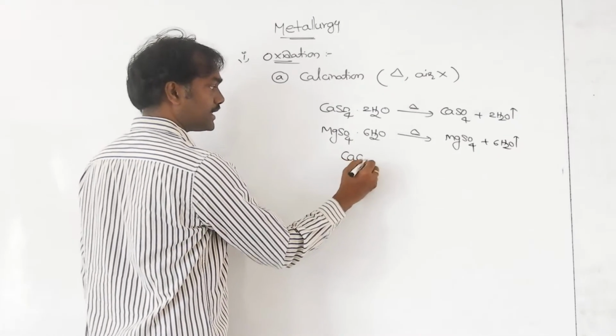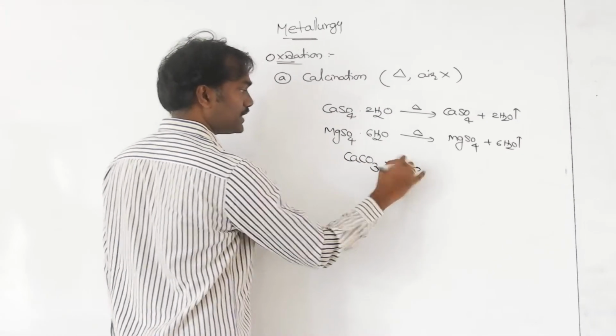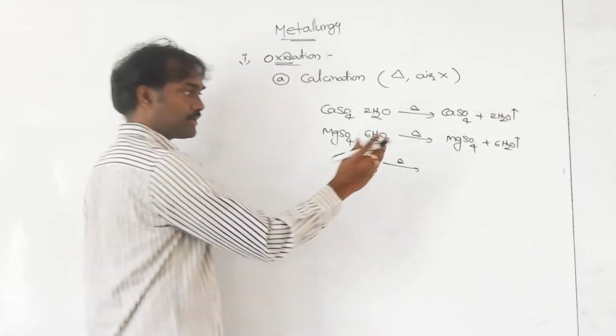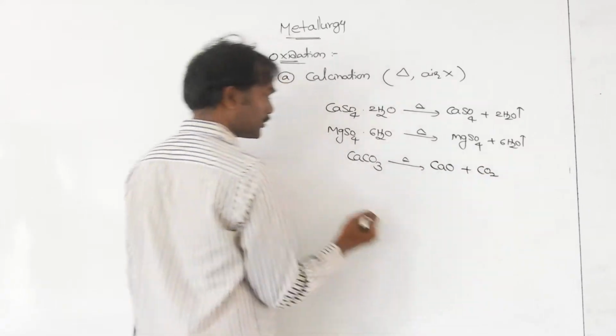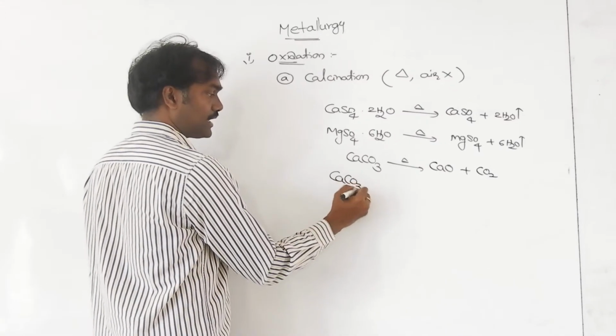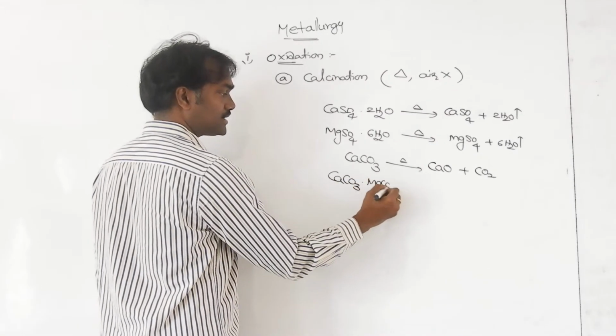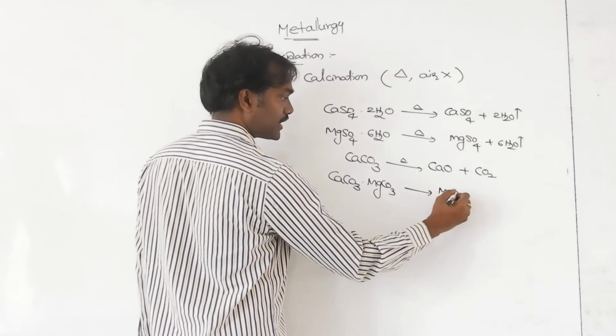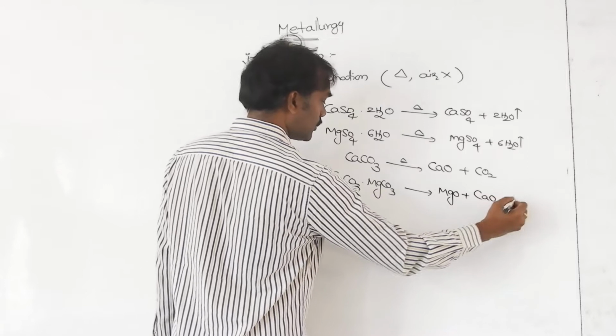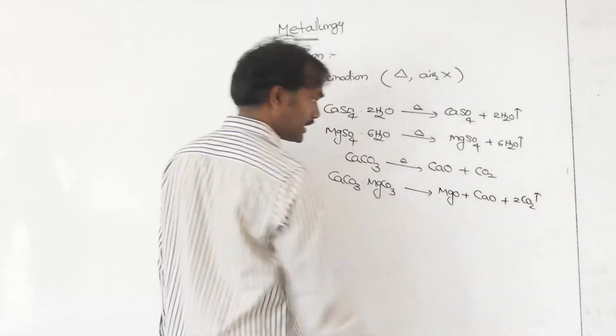Otherwise, easily eliminated: CaCO3, we heat it. So then what happens? Carbon dioxide is going out, so CaO plus CO2. Otherwise, in the ores we have seen a combination of calcium carbonate and magnesium carbonate; you get MgO, CaO, and 2 moles of carbon dioxide.